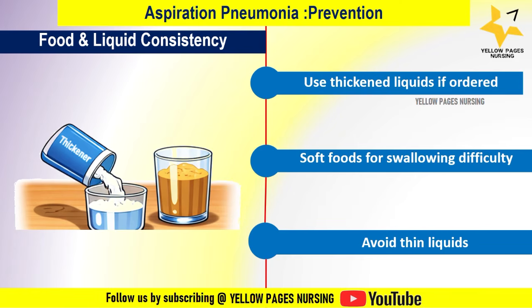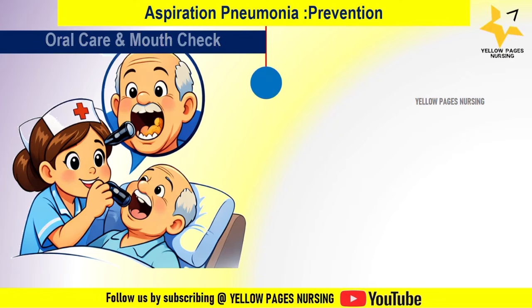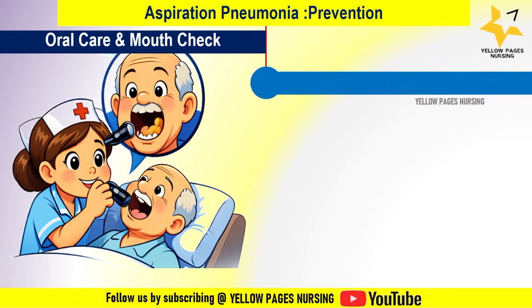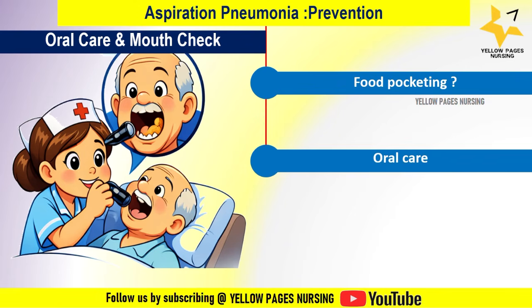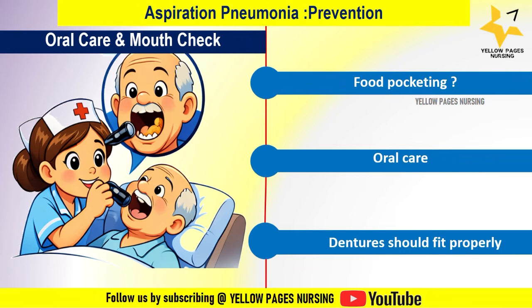The next important aspect of preventing aspiration pneumonia is oral care and mouth check. Check the patient's mouth for food pocketing. Food pocketing means food hiding in the cheeks or under the tongue. If it is not removed, it can slip into the airway later and can cause silent aspiration. Remove the leftover food after meals. Provide regular oral care. And for patients on dentures, make sure that the dentures fit properly.